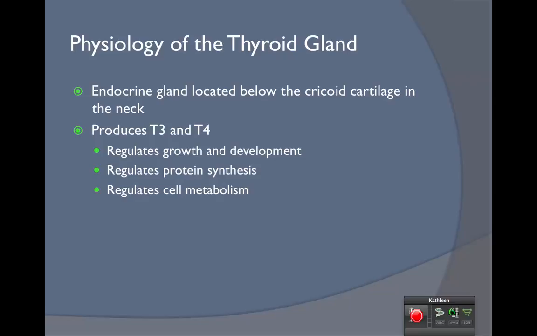The thyroid gland produces T3 and T4. It regulates growth and development. It regulates protein synthesis, and it regulates cell metabolism. This affects all organs.